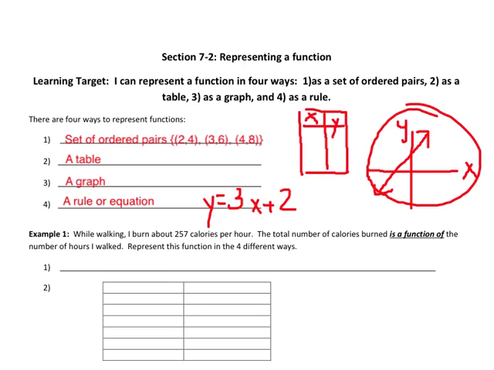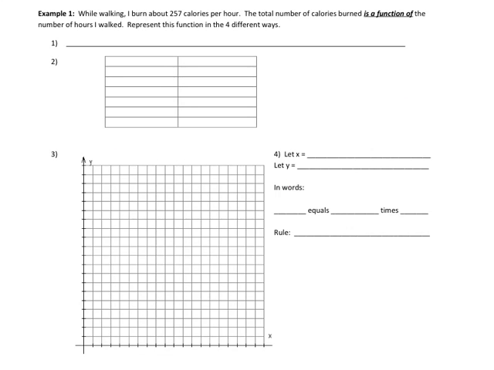So we're going to take a look at example 1 that's given in words, and we are going to make a set of ordered pairs, a table, a graph, and a rule for that example. So in this step, the first thing I'm going to do is come up with a set of ordered pairs that would fit the situation. It says, while walking, I burn about 257 calories per hour. The total number of calories burned is a function of the number of hours I walked. So we're going to represent this with a set of ordered pairs, a table, a graph, and in words with a rule.